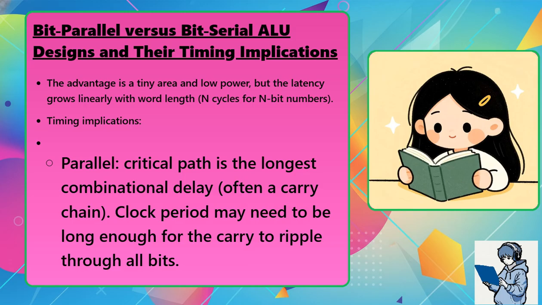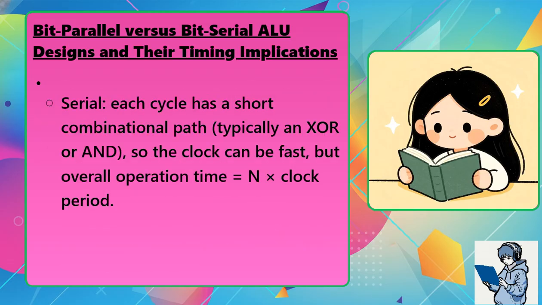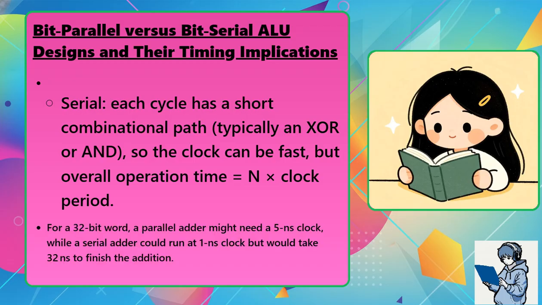Timing implications. Parallel: the critical path is the longest combinational delay, often a carry chain. The clock period may need to be long enough for the carry to ripple through all bits. Serial: each cycle has a short combinational path, typically an exclusive OR, and so the clock can be fast, but the overall operation time is n times the clock period. For a 32-bit word, a parallel adder might need a 5 nanosecond clock, while a serial adder could run at a 1 nanosecond clock, but would take 32 nanoseconds to finish the addition.